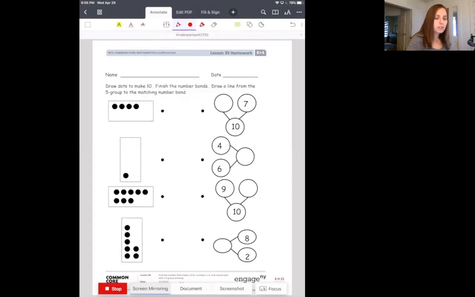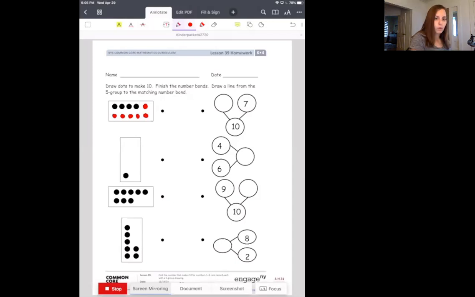So in the first rectangle, we count there are 1, 2, 3, 4 dots. Well, we need to go all the way up to 10. So we have 4. So what number comes after 4? Good, 5. So we're going to add 5, 6, 7, 8, 9, 10. Good. Now, I'm going to have you do that with all of the rectangles.